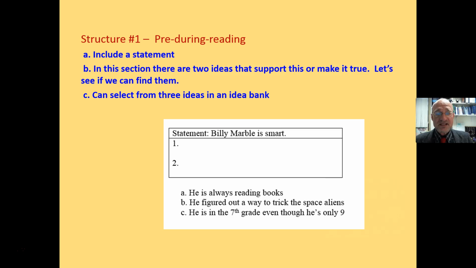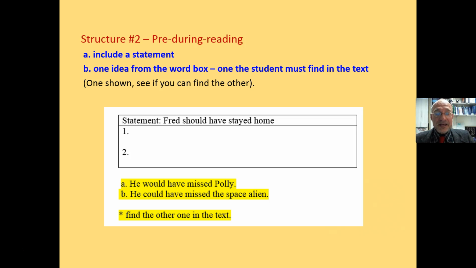As a pre-during reading activity, I would include one statement. And in this section, I'm going to say to students, as you're reading, there's 2 ideas that support it or make it true. Let's see if we can find them. I give them 3 ideas in the idea bank, and only 2 of them support the statement. So this is an example of creating structure. More structure, less student. Now, gradual release, baby steps. I'm including a statement, one idea from a word box, only one of these makes sense, and the other one they have to find on their own as they read the next section.